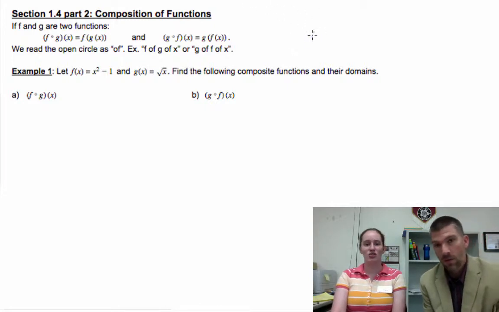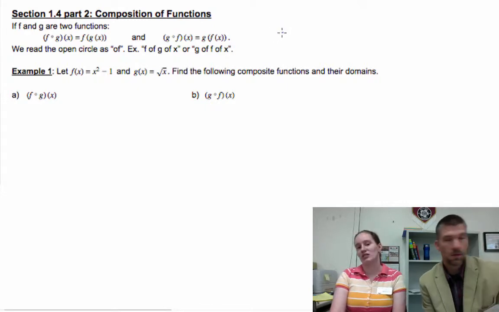This is like a new operation that only works with functions. And what it does is it lets us plug one function into another function.